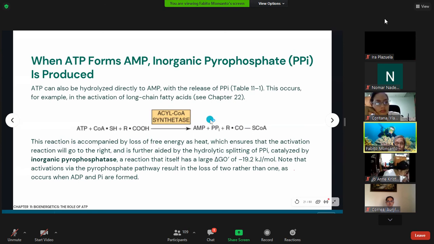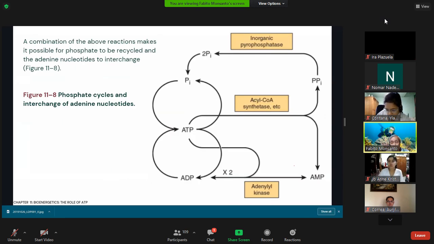Now to split this, you need a pyrophosphatase to split this to form more energy. A combination of the above reactions makes it possible for phosphate to be recycled and the adenine nucleotides to interchange.